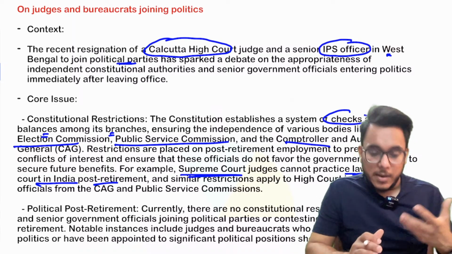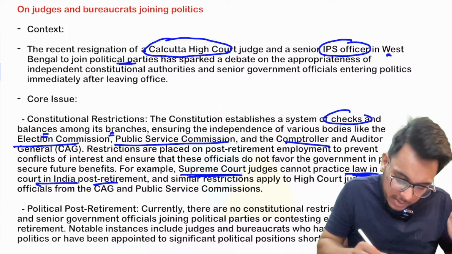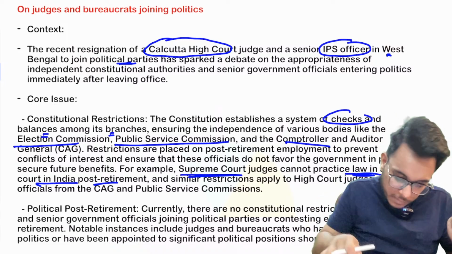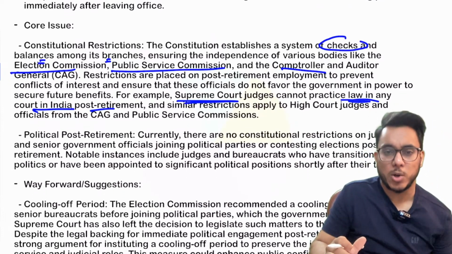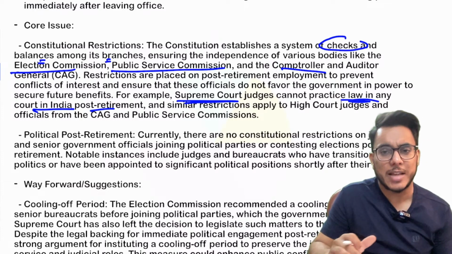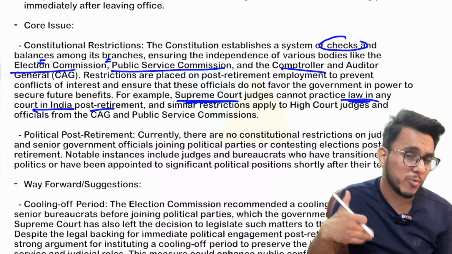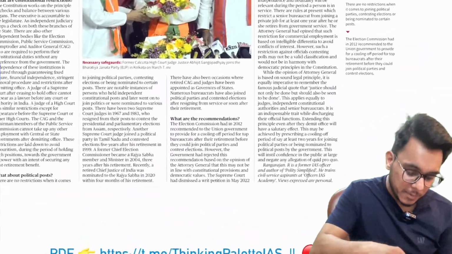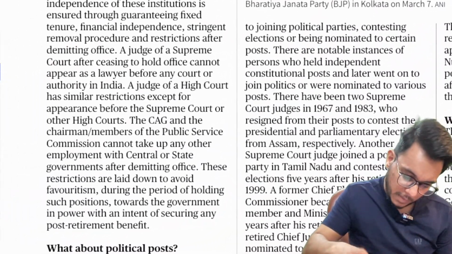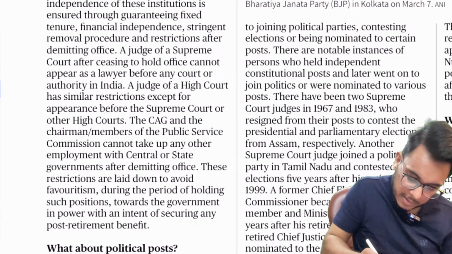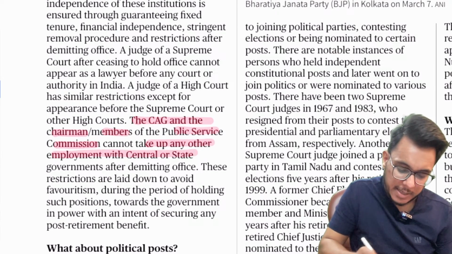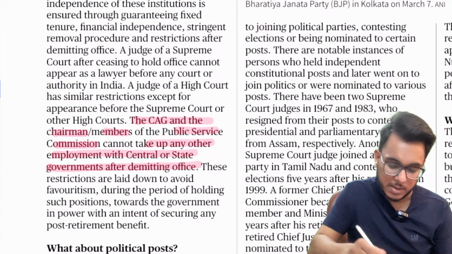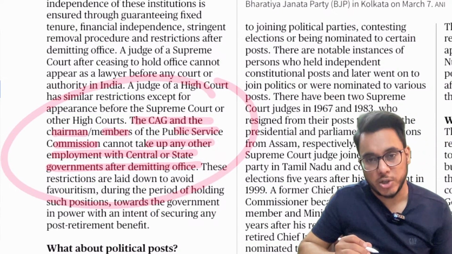Okay, fine. Similarly, the people holding many other important offices have a restriction that they cannot get a job with the government. For example, the CAG, Comptroller and Auditor General of India, and the chairman and members of the Public Service Commission cannot take up any other employment with the central or state government after leaving their office. So on jobs there is a restriction.